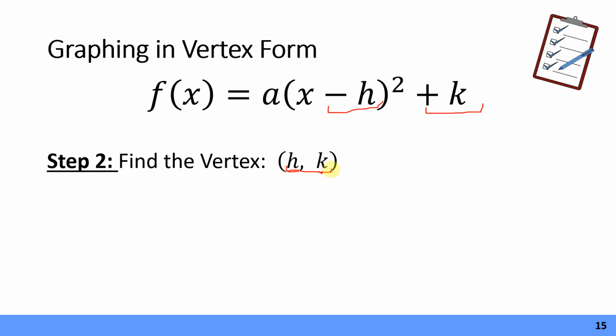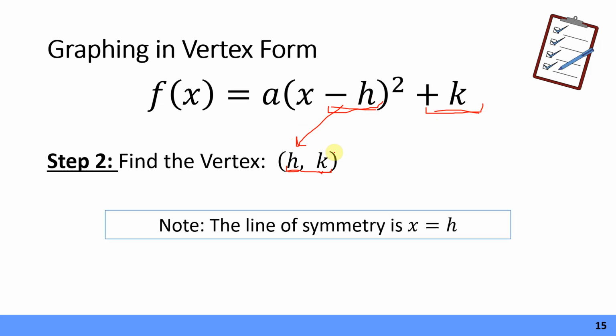Your h and your k are going to come from here, your h from inside and your k from the outside. The only one that's going to change sign is the h. So make sure you make a note of that, right? So you grab the opposite of whatever is in there. Okay, and just like we learned in the previous form, your line of symmetry is always x equals whatever is the x value here. Okay, so in this case, it would be h.